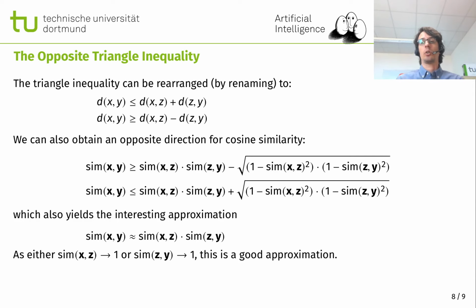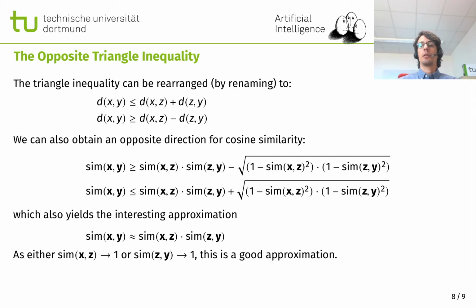And this second bound is interesting to consider, for example, for true positives. So you have a cover of candidate points, and with this bound you could identify all of them as being a result without checking the actual distances. And some applications also use the second bound, and we can obtain a very similar bound for cosine similarity, and it simply has the sign in front of the square root flipped to a plus. So this gives the interesting approximation that the similarity of x and y is approximately the similarity of x and z times the similarity of z and y.